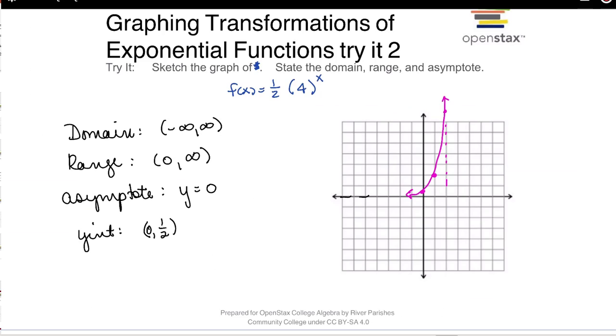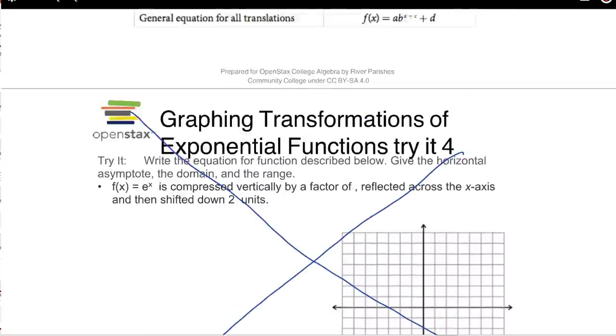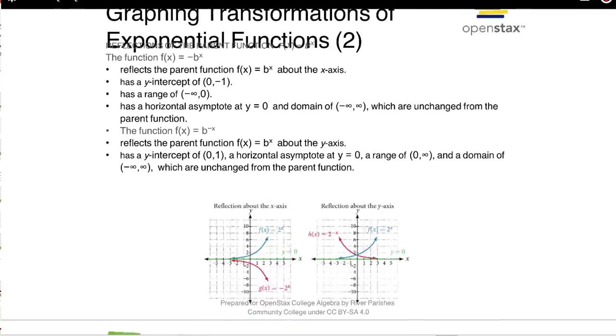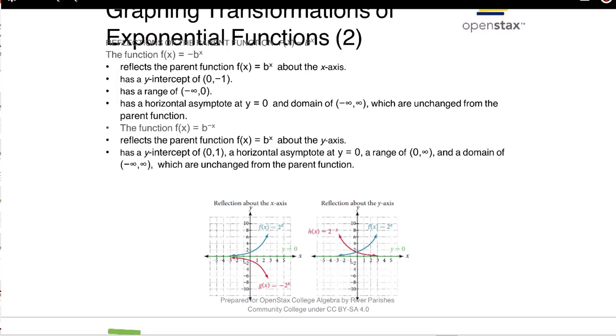Okay, so I'm going to skip the final slides because it focuses more on transformations. And I think as long as you know whether it's growth or decay, and you can identify the y-intercepts, domain and range, you're okay because you can use Desmos.